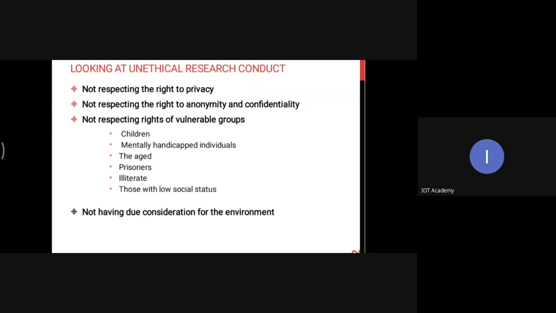Then, not respecting the right to anonymity and confidentiality is very, very essential. It is their data. It is their right to protect themselves. So people who are collecting data have to be true and honest and loyal to their work of collection or the research. And of course, not respecting the rights of the vulnerable group.